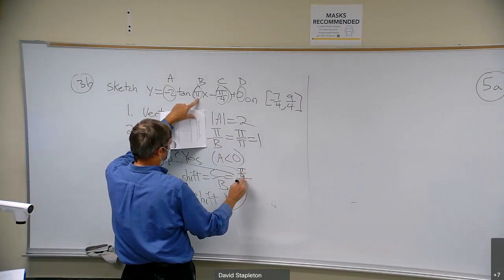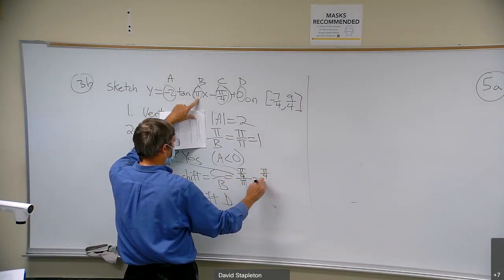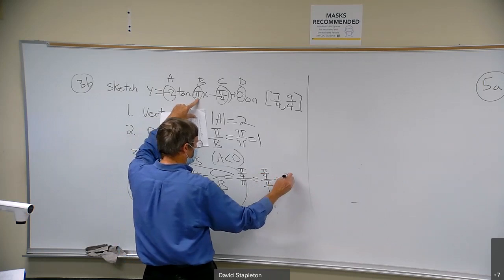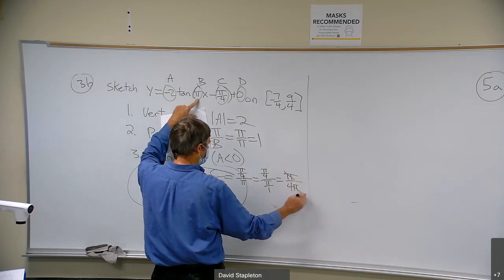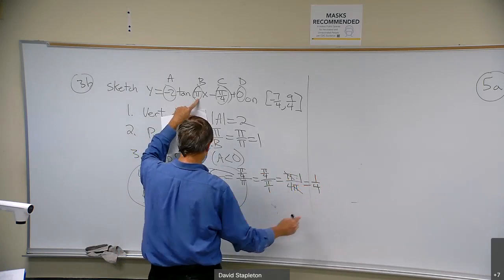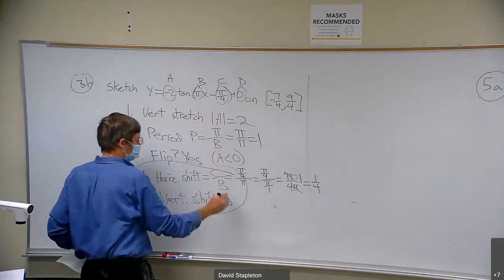Over B is pi. Be careful with these quotients. Let's write them as a quotient of two quotients: pi over 4 over pi over 1. Top times bottom is pi, over middle times middle, 4 pi. The pi's cancel. Think of the top as pi times 1. And you have 1/4 for the horizontal shift. The vertical shift D is evidently equal to 0.